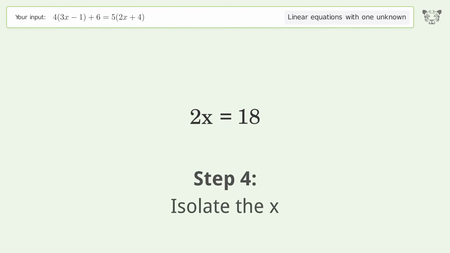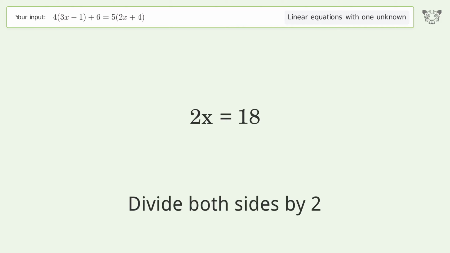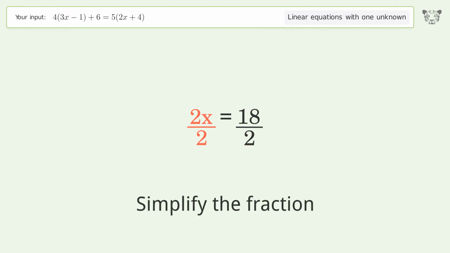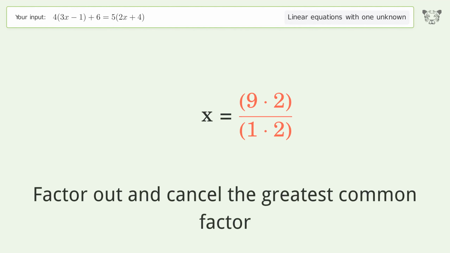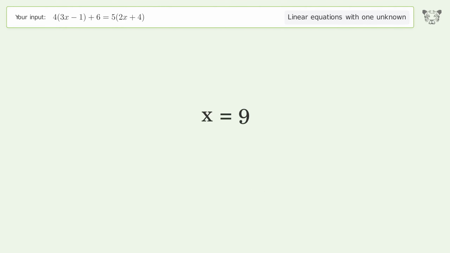Isolate the x. Divide both sides by 2. Simplify the fraction. Find the greatest common factor of the numerator and denominator. Factor out and cancel the greatest common factor. And so the final result is x equals 9.